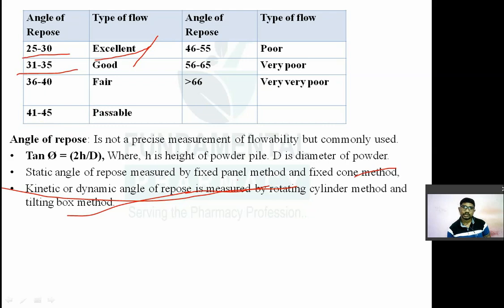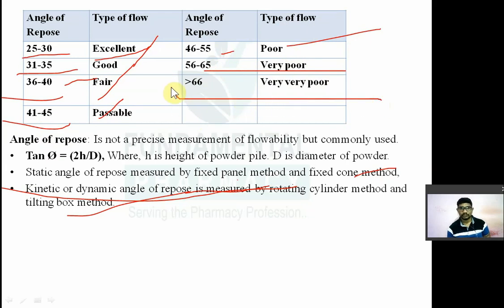If the powder has an angle of repose of 36 to 40, that means it has fair flow. If the angle of repose is between 41 to 45, the powder has possible flow. If the angle of repose is between 46 to 55, it is a poor flowing powder. If it is between 56 to 65, the powder has very poor flow. If the angle of repose is more than 66, it is also very poor flow.